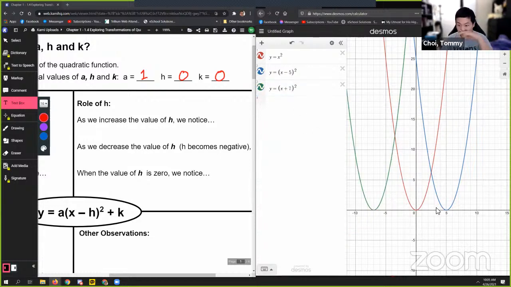All right. So red, once again, is not changed. Red is our normal one. Blue is x minus 5 squared. And green is x plus 7 squared. What happens?